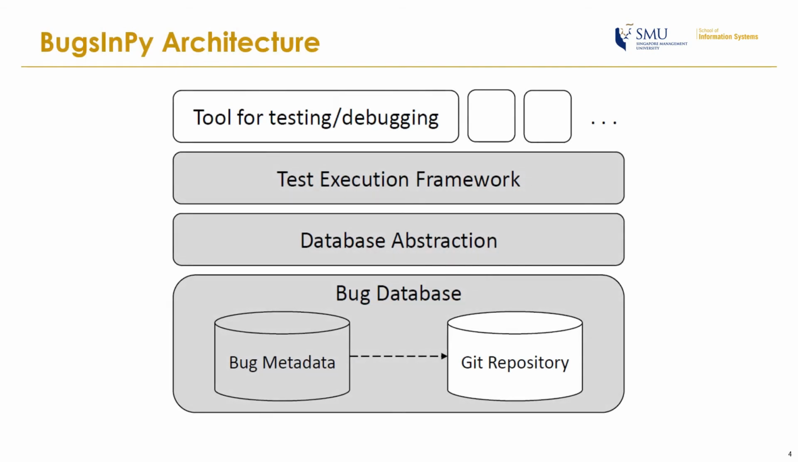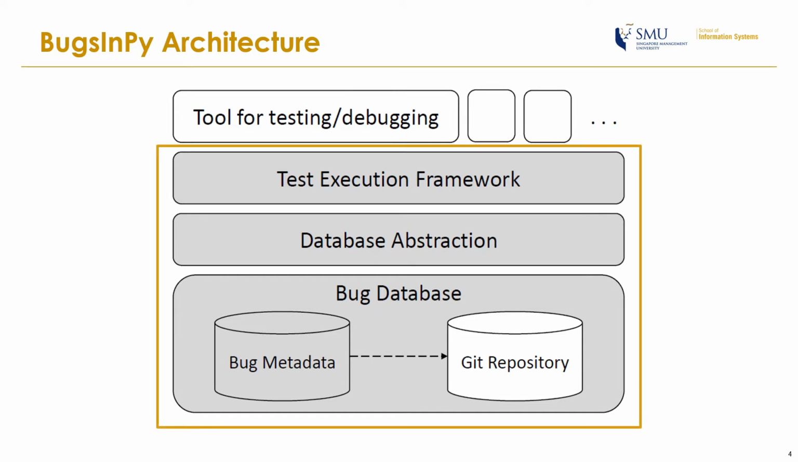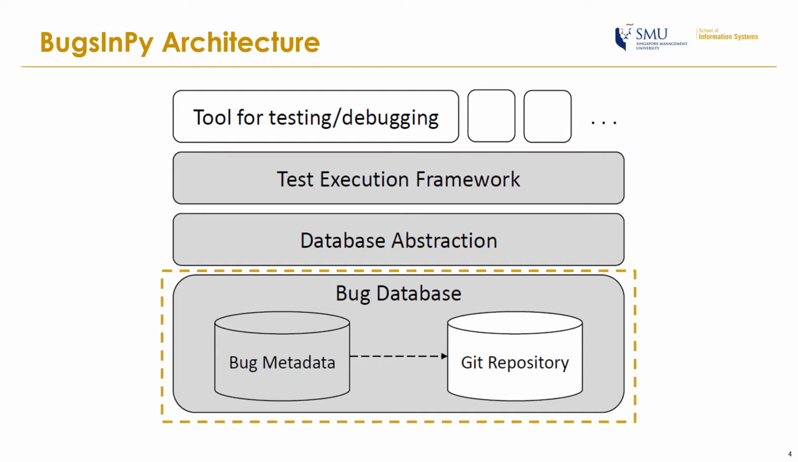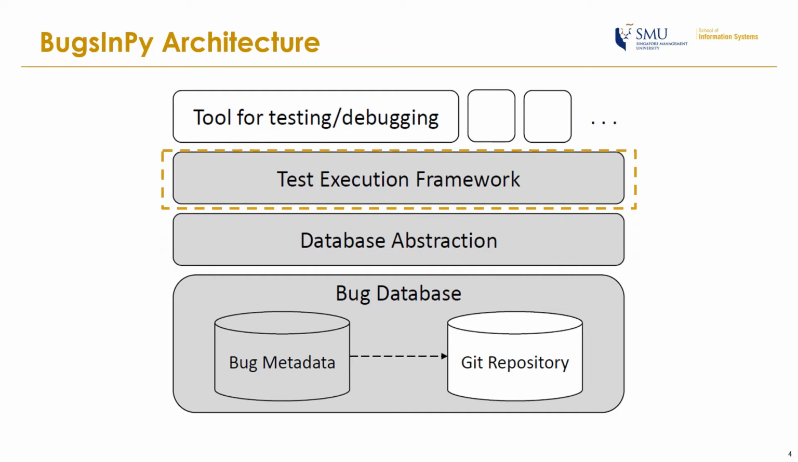BugsInPy architecture is similar to Defects4J. It has three main components: a bug database, a database abstraction layer, and a test case execution framework. The bug database contains the collected bug metadata with links to the original Git repositories. The database abstraction layer allows access to the bugs without knowledge of how the bug data is stored. The test execution framework allows execution of tools for testing or debugging on the collected bug data.